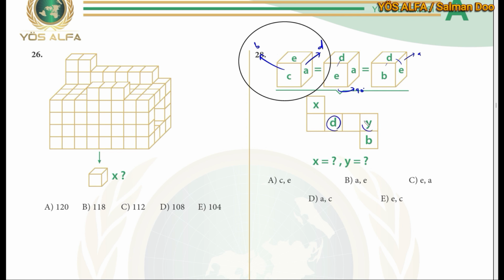So D and Y are 1 square apart. It means they are on the opposite side of each other. So what is on the opposite side of D? By looking at the first figure, since D is at the back, C should be on the front. So Y is equal to C. So when we fold it back, B is on the bottom of the cube, X is on top of the cube. So B and X are on the opposite side of each other. So what is on the opposite side of B? Since B is here, A is the opposite side of B. So our X is A. So our answer is A and C is D.